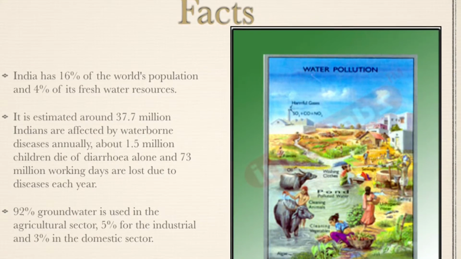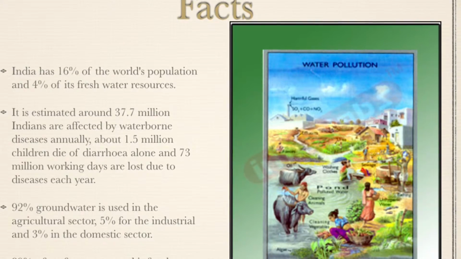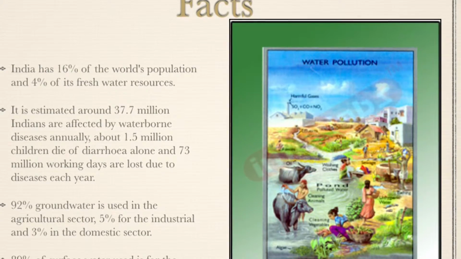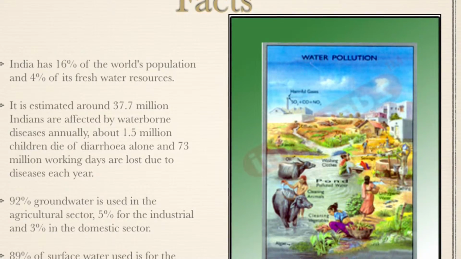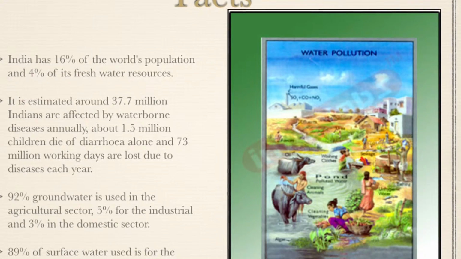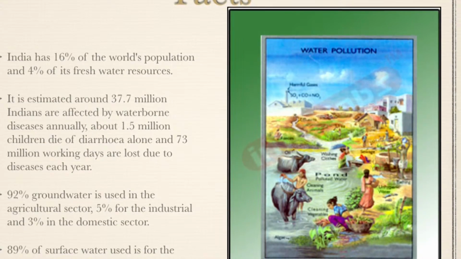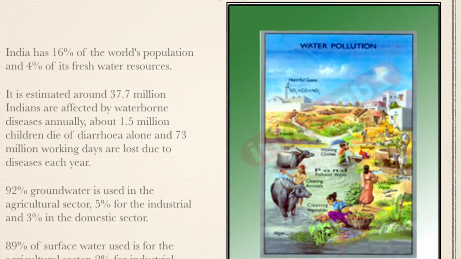Facts. India has 16% of the world's population and only 4% of its freshwater resources. It is estimated around 37.7 million Indians are affected by waterborne diseases annually. About 1.5 million children die of diarrhea alone, and 73 million working days are lost due to diseases each year.